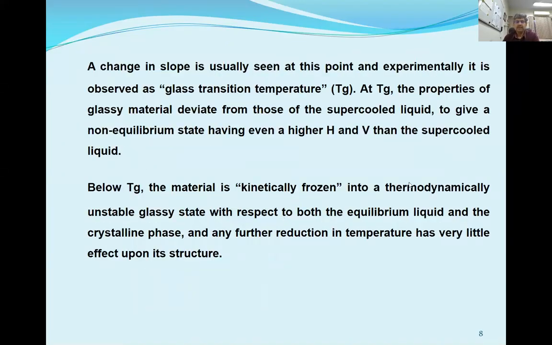Below the TG, the material is kinetically frozen into a thermodynamically unstable glassy state with respect to both the equilibrium liquid and the crystalline phase, and any further reduction in temperature has very little effect upon its structure. So what we can understand from this discussion is that the overall amorphous state can be broken down into two states. One is called the supercooled liquid state, which is also the rubbery state, and the other state is called the glassy state.